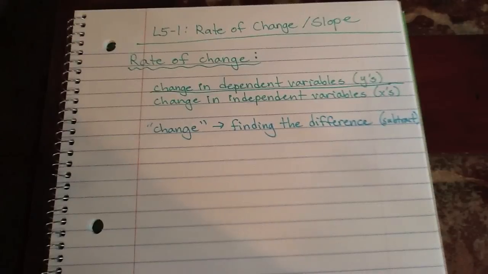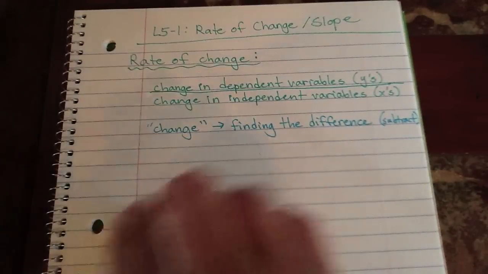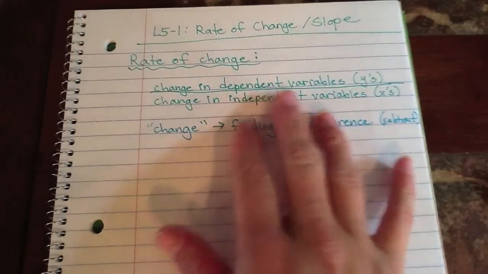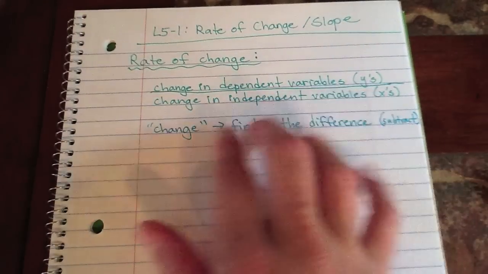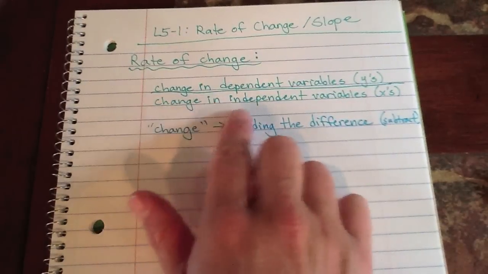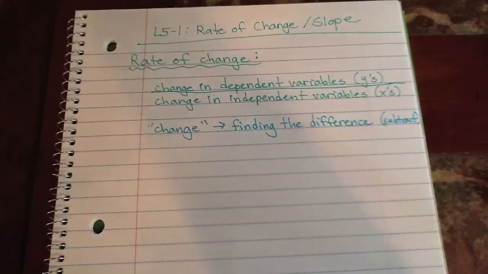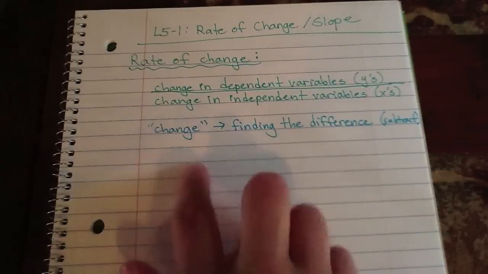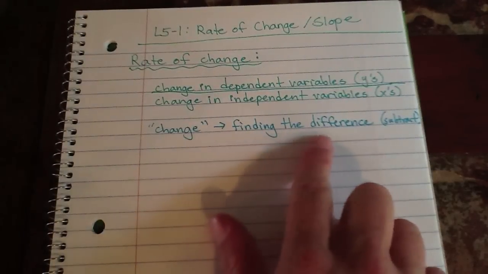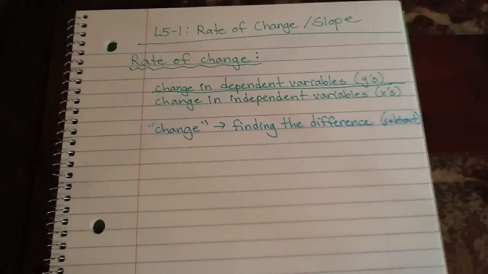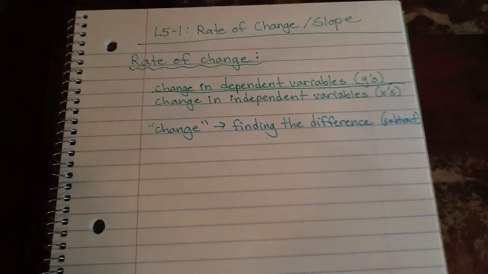And the way you can look at rate of change for a line is a change in your dependent variables, which are your y's, divided by a change in your independent variables, which are your x's. And the word change should mean to you finding a difference or subtracting. Go ahead and write that down, and when you're ready, hit play again.